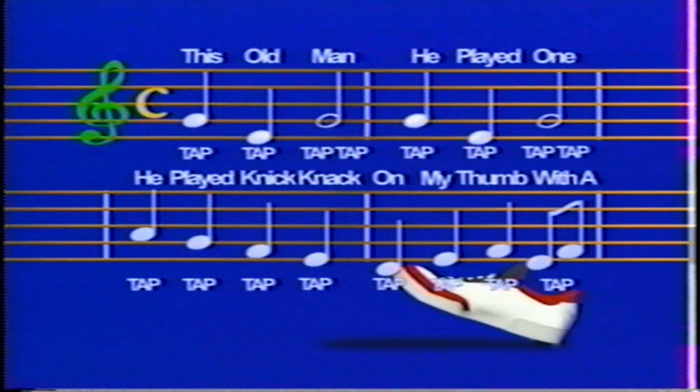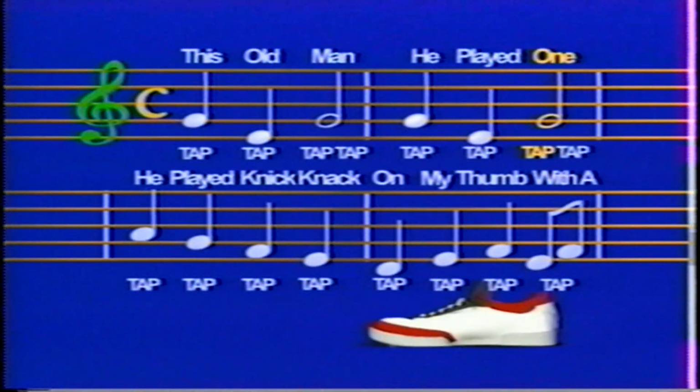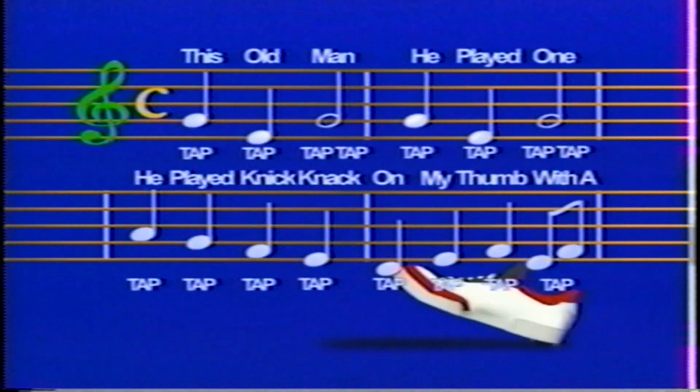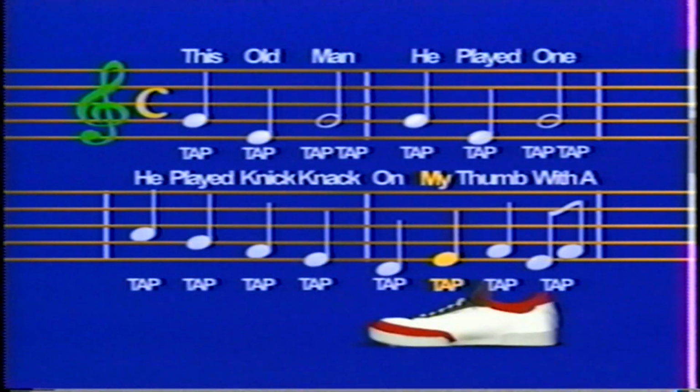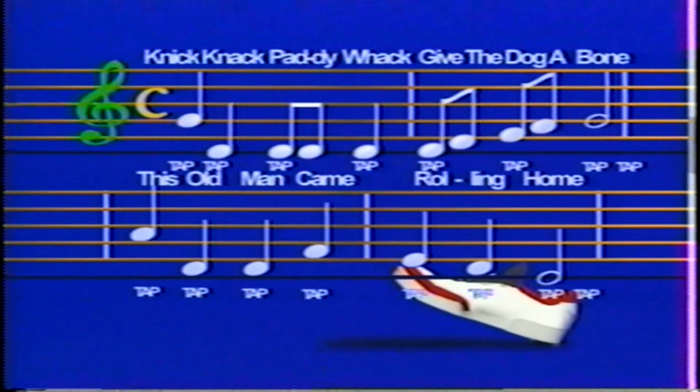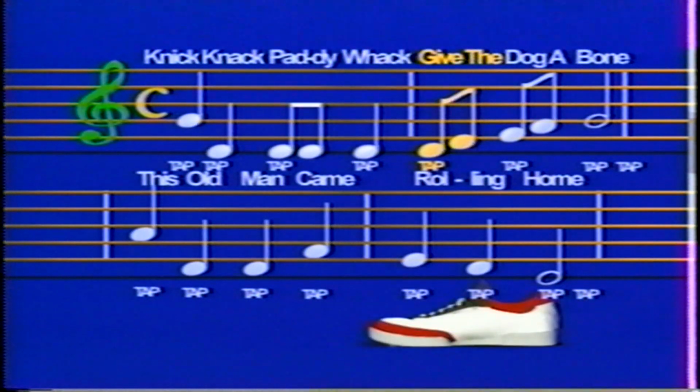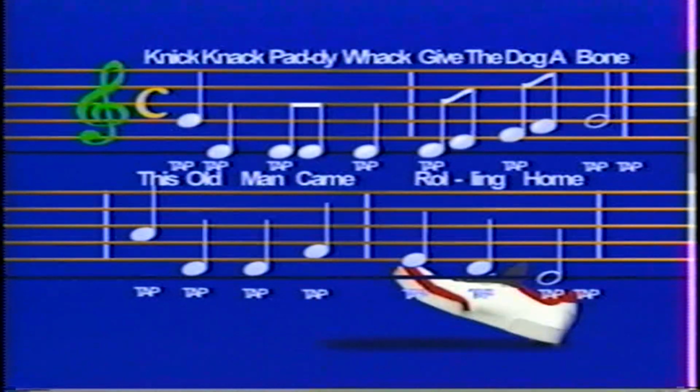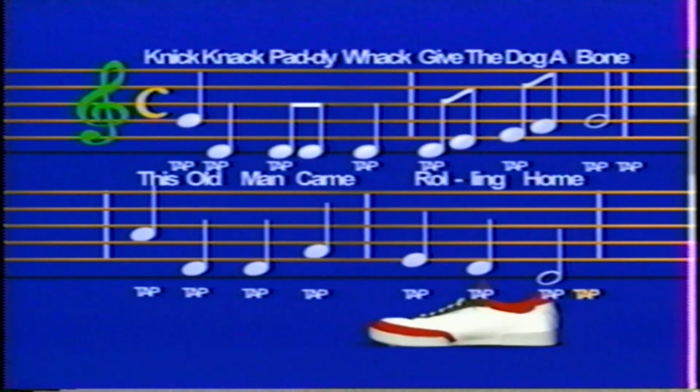This old man, he played one. He played knick-knack on my thumb with a knick-knack, paddywhack, give a dog a bone. This old man came rolling home.